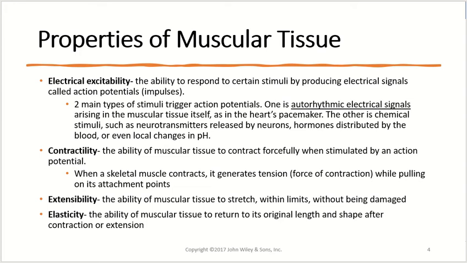We then have extensibility and elasticity, and these two are important, and make sure that you don't get them mixed up because there's a big difference here. So extensibility is the ability of muscular tissue to stretch within limits without being damaged. And then elasticity is the ability for muscular tissue to return to its original length and shape after the contraction or the extension. So it's important to know the difference between these two. All right, extensibility is the ability to stretch. Elasticity is the ability to recoil or return to original length.